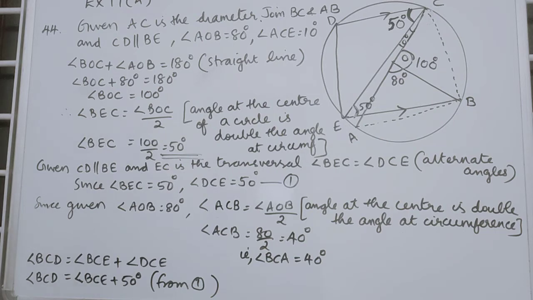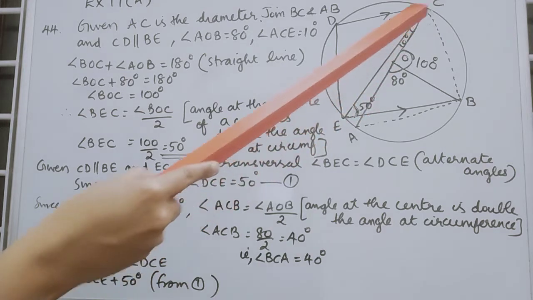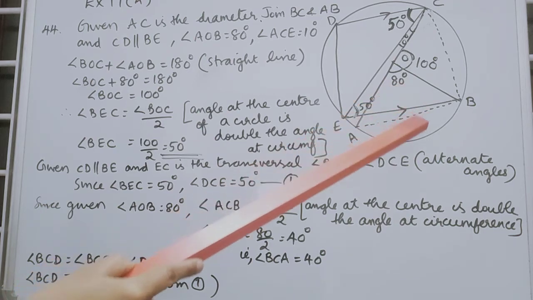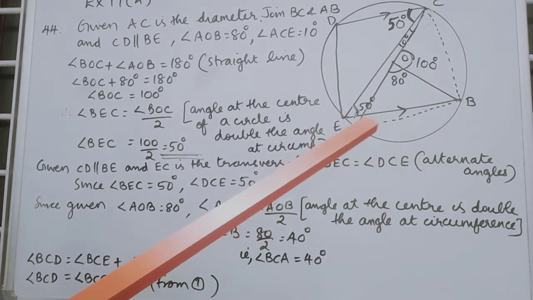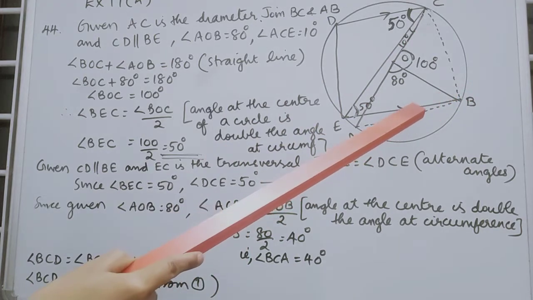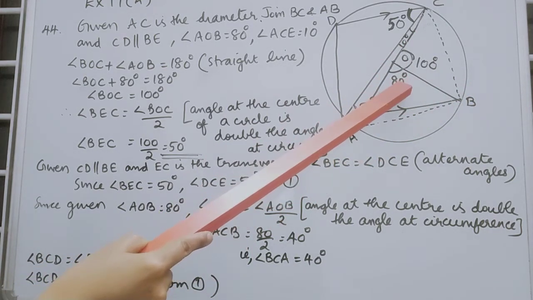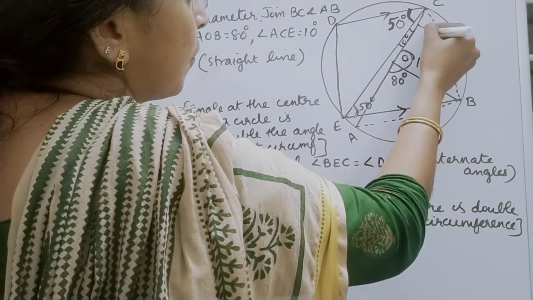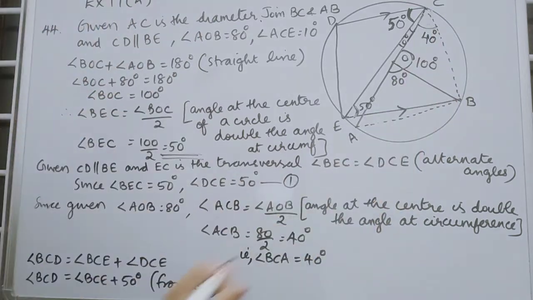AOB is given as 80 degree. So what about ACB? AOB lies in the segment AB. So ACB also lies in this same segment. So AOB is 80 degree, means ACB will be half of 80 degree. So it will be 40 degree. This angle will be 40 degree because angle at the center of the circle is double the angle at the circumference.